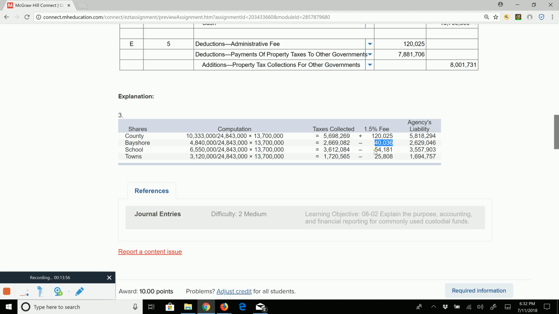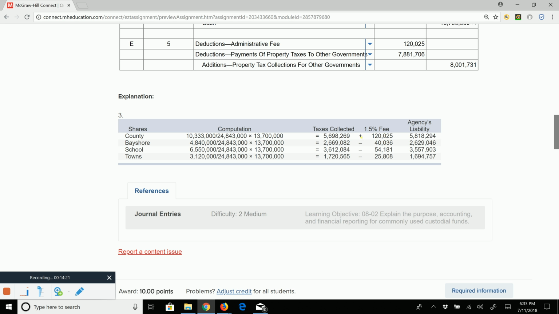Well, if you add up the $40,000 deducted from the town of Bayshore and the $54,000 deducted from the school and the $25,000 deducted from all the other towns, you are going to get this $120,025. That is the amount that's going to be added to the county, and it's going to be subtracted from all the governments that we are collecting for.